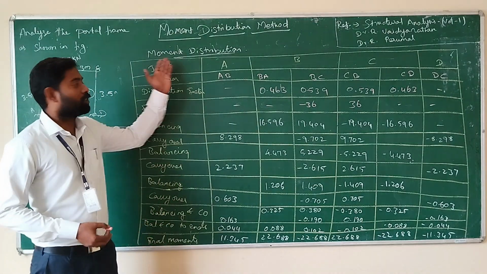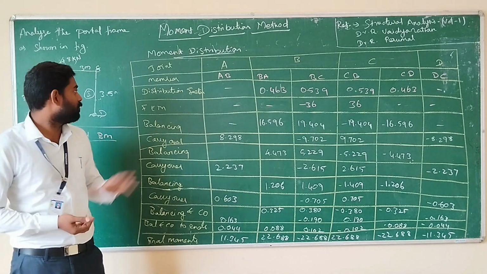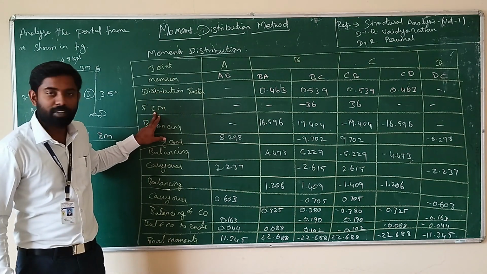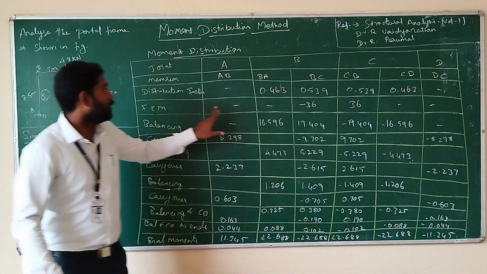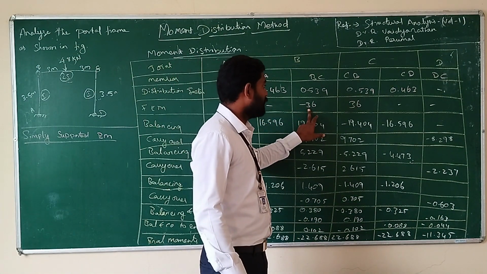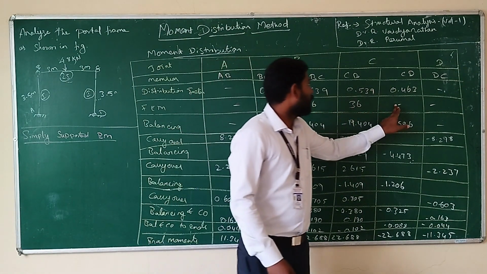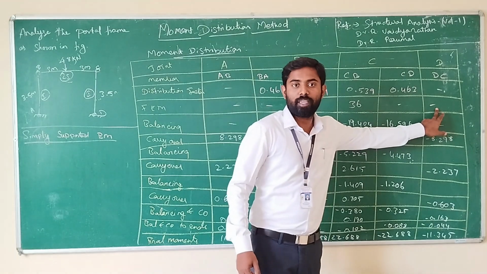The next step is about the moment distribution table. And in the previous steps, we calculated the fixed end moments. In case of the fixed end moments, I have written here the AB and BA values will be 0. And the fixed end moment for BC will be minus 36, and for CB plus 36. And the CD and DC values will become 0.